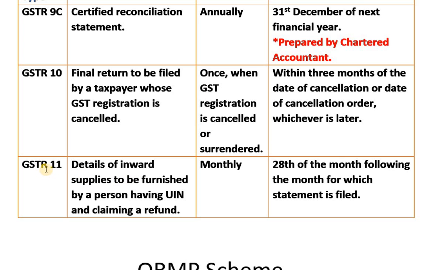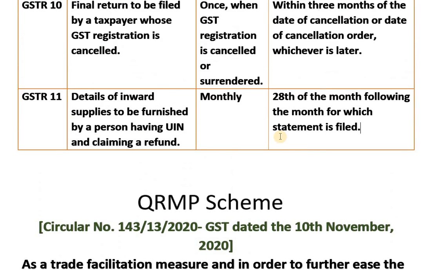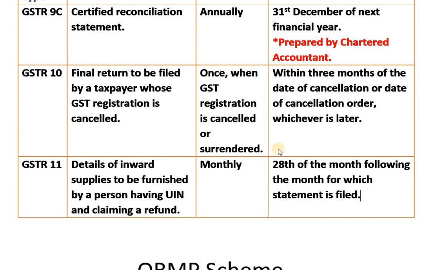Next type of return is Gstr 11. It is the detail of inward supplies to be furnished by a person having UIN and claim a refund. These are the return to be filed by person having UIN, and this has to be filed on a monthly basis, and the due date is 28th of the month following the month for which a statement is filed. These are all the different type of return and whom should be filed.